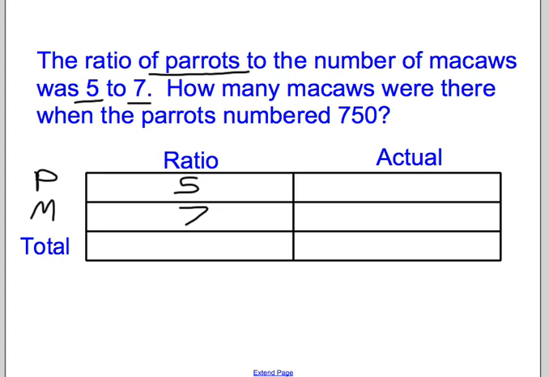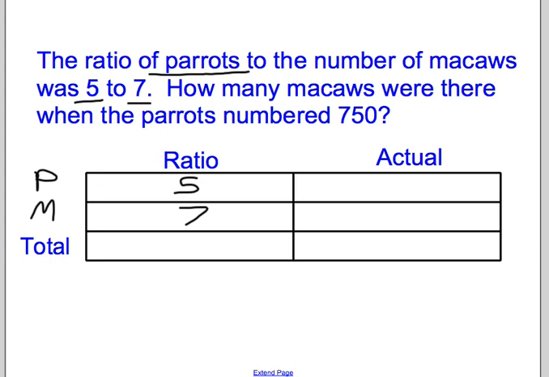7. Now I have this third row with total on it. I'm not going to include that yet today. We're not going to have total amounts yet. So just ignore that third row, but realize that we will start using that at some point. Okay? So we're just going to use these first two rows, parrots to macaws.